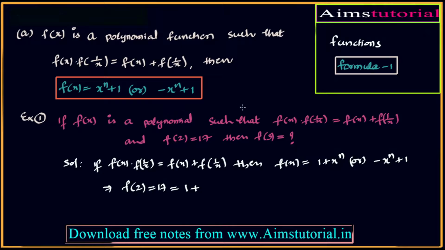If f of x is a polynomial function such that f of x into f of 1 by x equals f of x plus f of 1 by x, and f of 2 equals 17, then find f of 3.